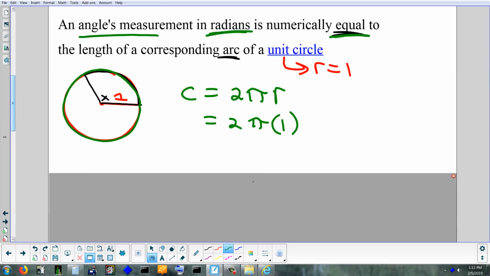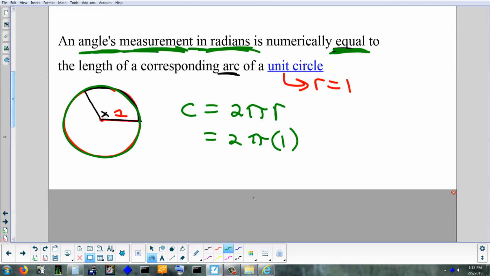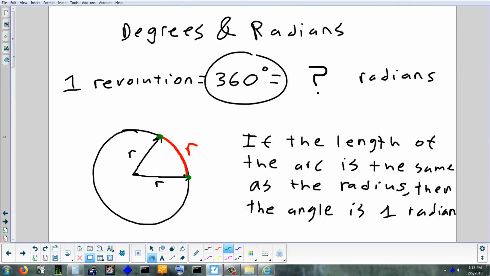Now that's the circumference. But more importantly, whatever we get when we do that out, that number is equal to the angle measured in radians. And that's what I want to know. That number is equal to the angle's measurement in radians. So, 2 pi times 1 is just 2 pi. That's the circumference of the circle. That's also how many radians it takes to go all the way around the circle. 2 pi radians. So now we know in 360 degrees, there are 2 pi radians.